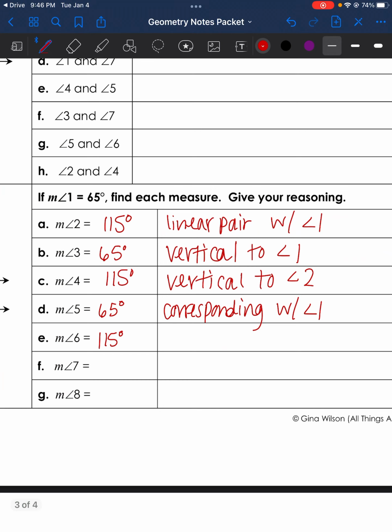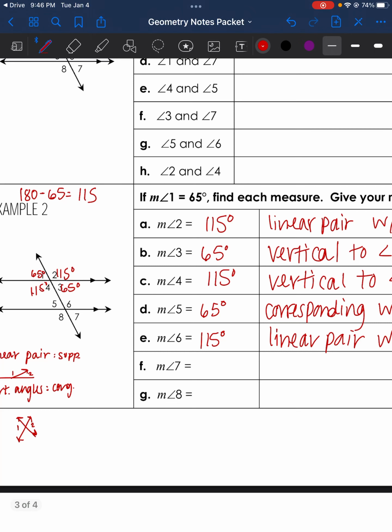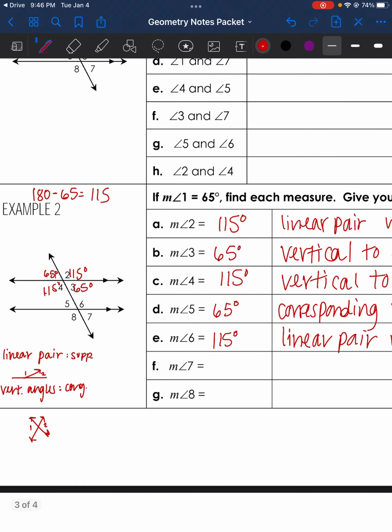Okay, so I'm just going to say linear pair with angle 5. Now 7, right? 7 here is consecutive exterior with angle 2. It's corresponding with angle 3. It's alternate exterior with angle 1. It's vertical to angle 5. All of these things will tell you that it's going to be 65 degrees.